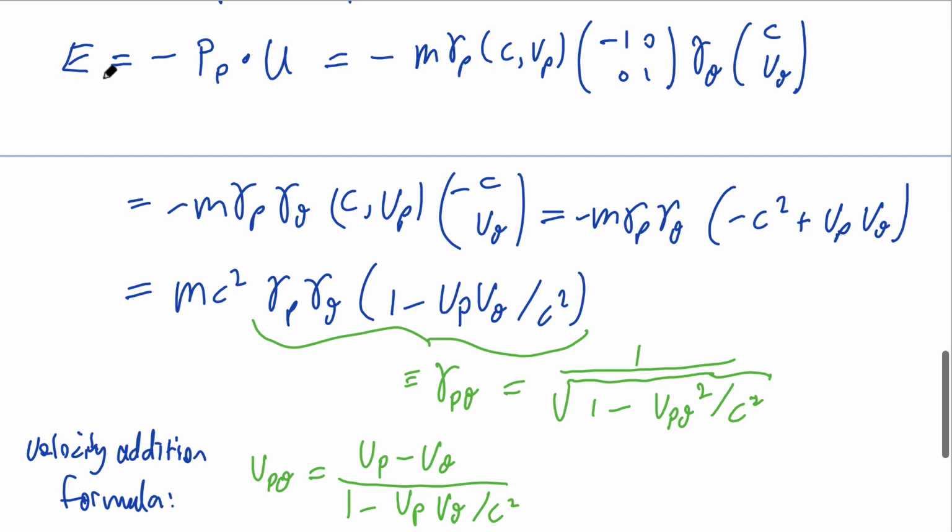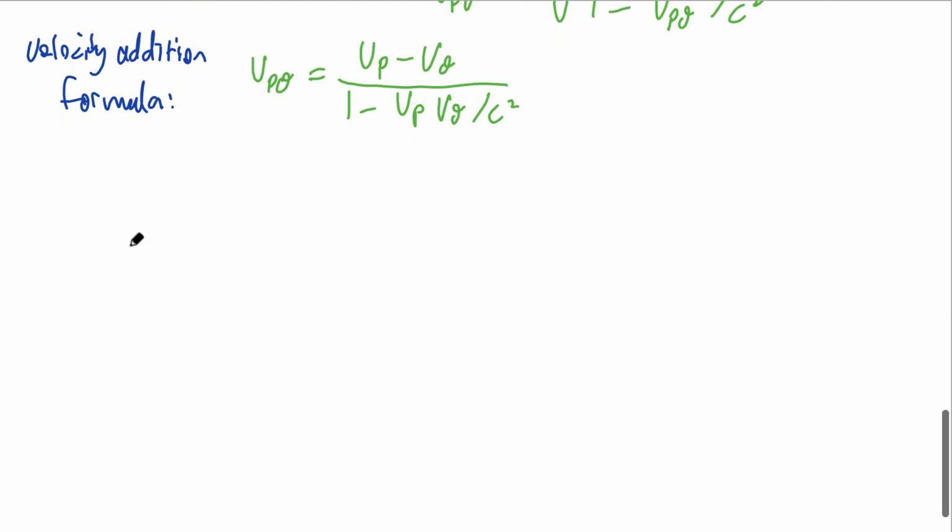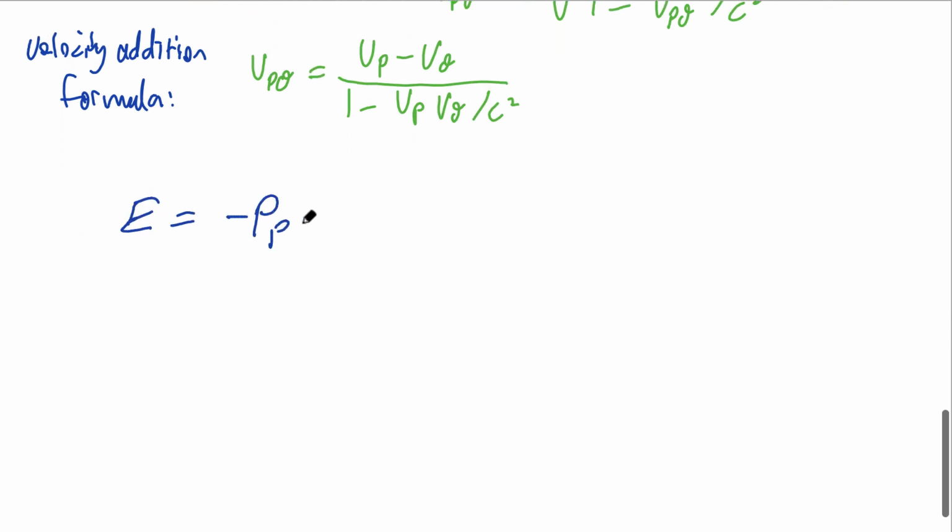So the result is that the energy as seen by the observer O is, this is the definition, minus P of the particle inner product with U of the observer, and I'll go ahead and put a little subscript O there, and that's equal to mc squared times gamma sub PO, the gamma factor for the particle as seen by the observer.